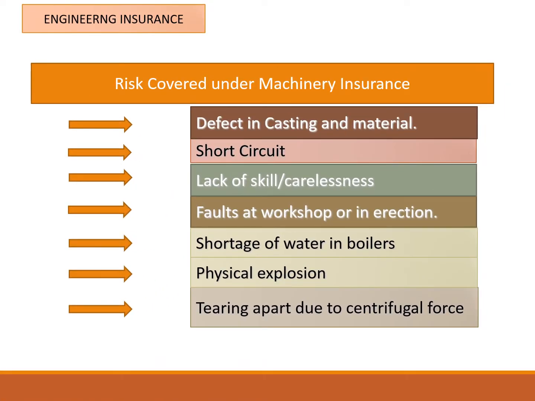Perils that are covered under the machinery insurance are defect in casting, material, short circuit, lack of skill, carelessness, fault at workshop or erection, shortage of water in boilers, physical explosion, tearing apart due to centrifugal force. These are the main covers. Although machinery insurance is all risk insurance, and all perils are covered which are not specifically excluded, which can be seen in the policy wording.